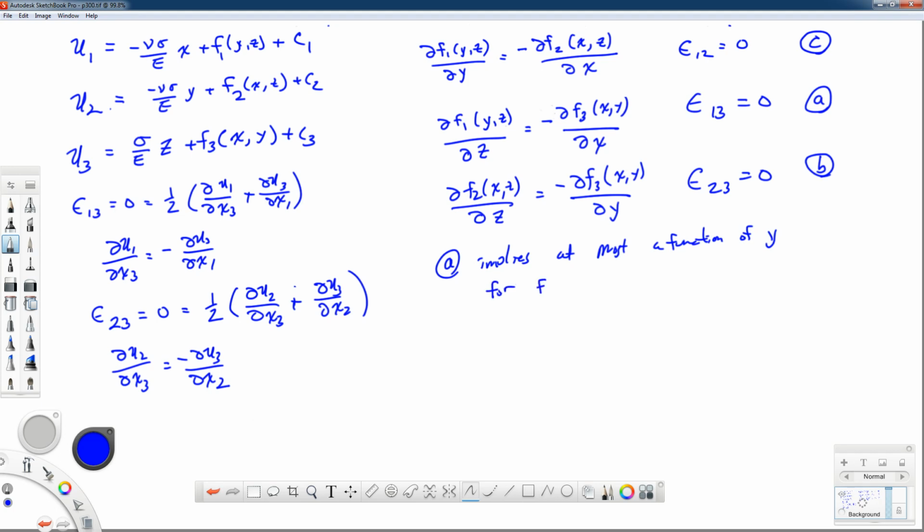And by the same reasoning, if we take a look at equation B, the most that can be is a function of x. That would be for 2 and 3.